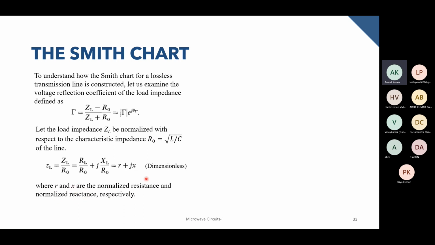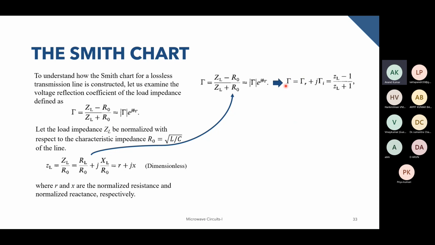Remember this. Now we substitute this expression back into where we started, and we end up with this expression for the reflection coefficient. The reflection coefficient can also be written in A plus JB form, which is equal to ZL minus 1 by ZL plus 1. Since ZL is dimensionless, we don't have any issue here. Gamma r and gamma I are the real and imaginary parts of the voltage reflection coefficient.